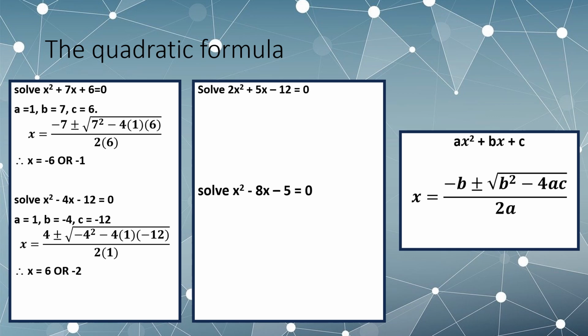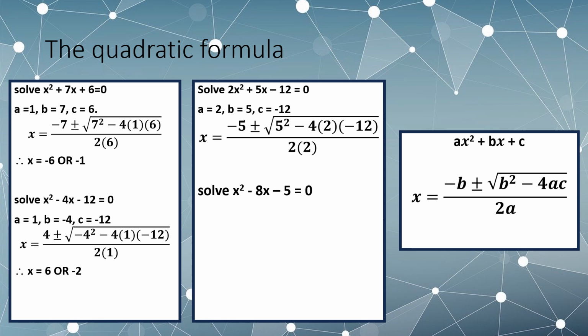Okay, looking at a more complex example now. Looking at one where our a value is not 1, we have 2x squared plus 5x subtract 12 equal to 0, and we're asked to solve for x. So our a is equal to 2, our b is equal to 5, and our c is equal to negative 12. So our x is equal to negative 5 plus or minus the square root of 5 squared, subtract 4 multiplied by 2 multiplied by negative 12 over 2 multiplied by 2. And this gives us our x value is equal to negative 3 on 2, or our x value is equal to negative 4.